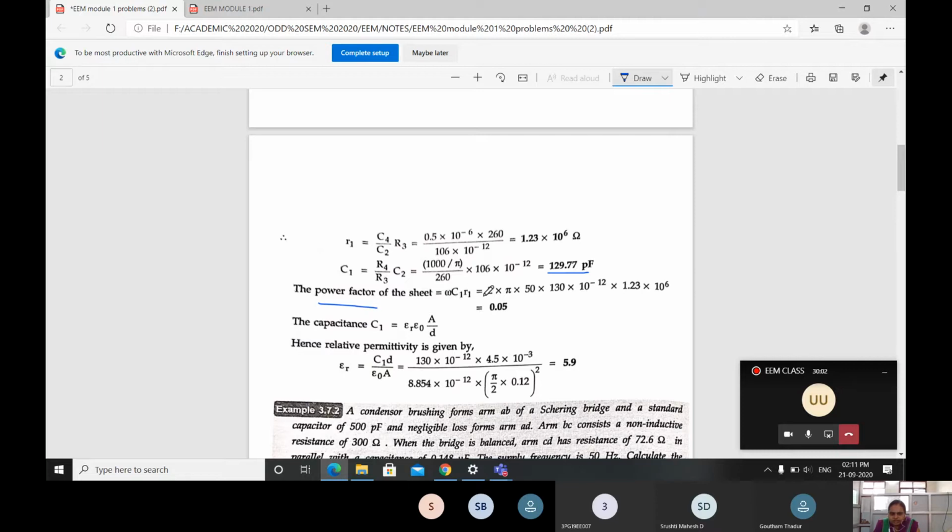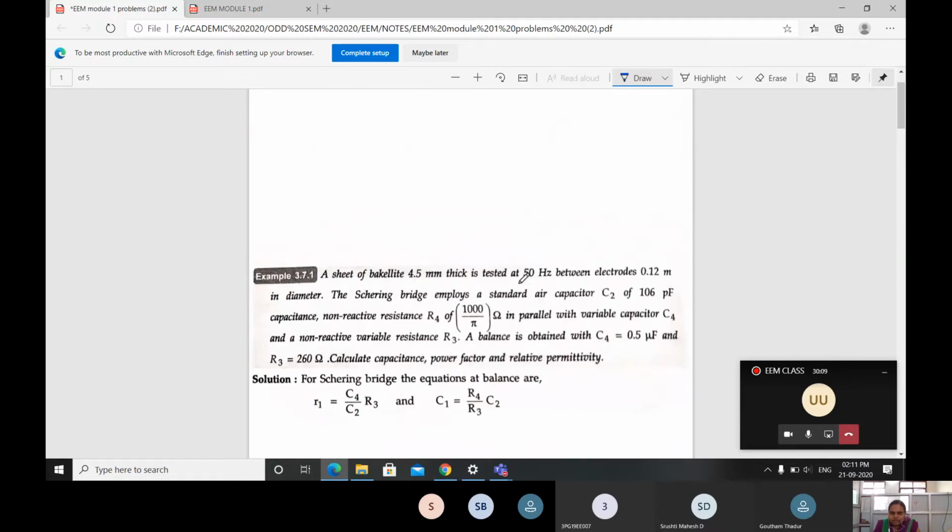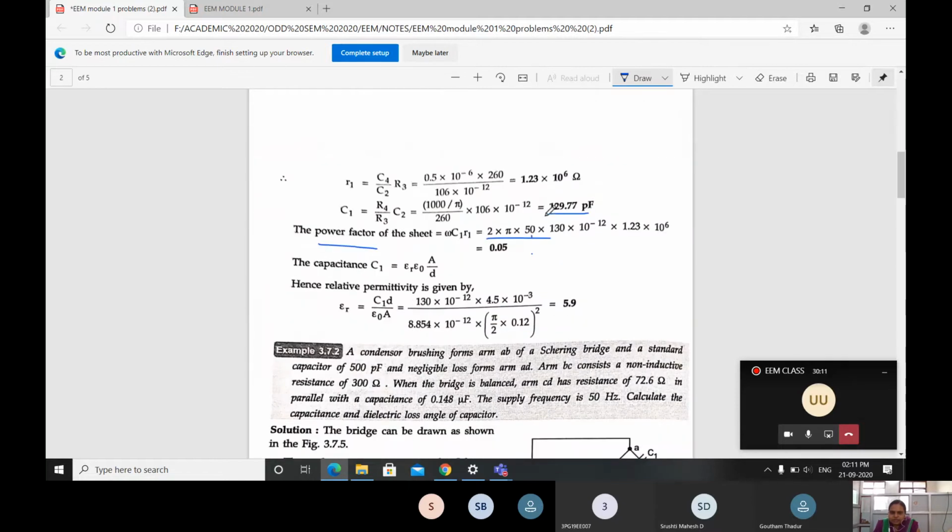Then the power factor, we already came across what the power factor is going to be: omega C1 R1. Omega is nothing but 2 pi f. The f value is given. What is the frequency here? It is given as 50 Hz. For that reason, substitute 50 Hz, and our C1 is going to be taken as 129, nearly 130. Then R1 is given as 1.23 into 10 raised to 6. Just solve by your calculator and you will get the result as 0.05. This is the power factor.